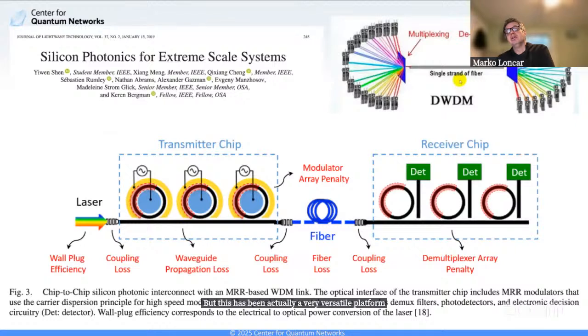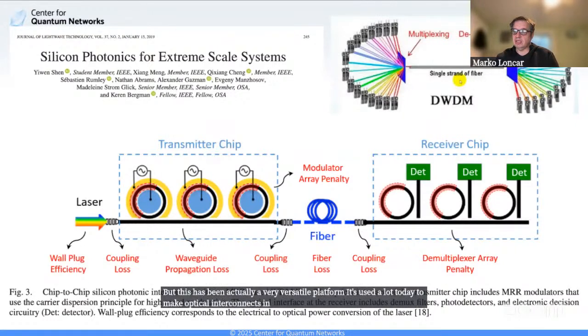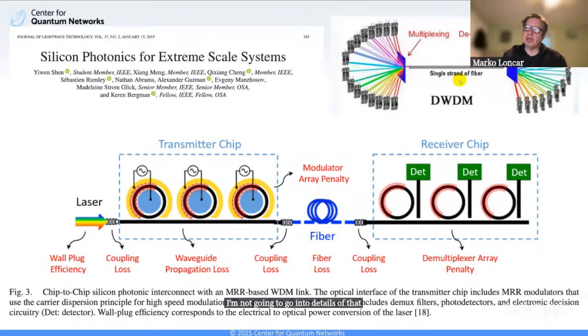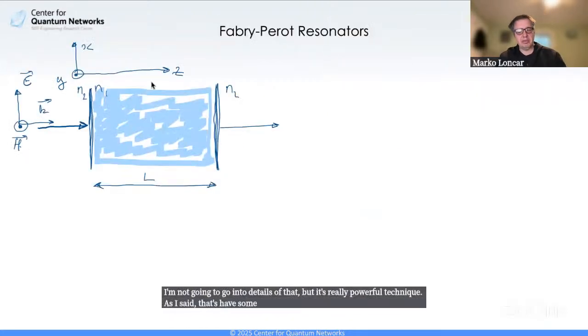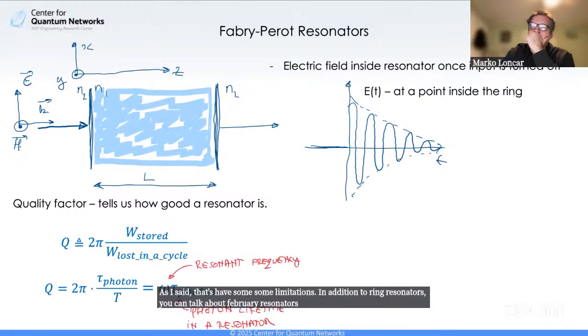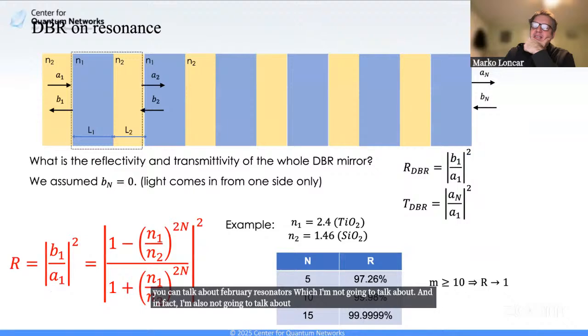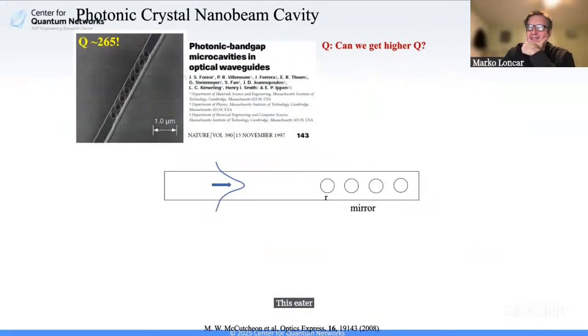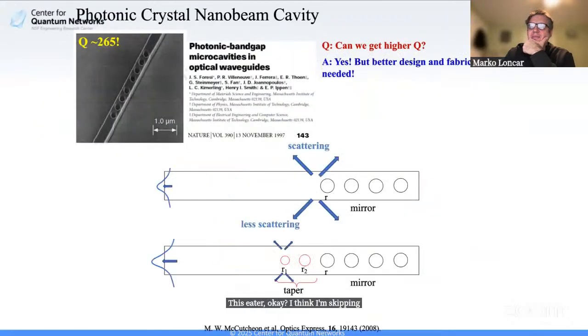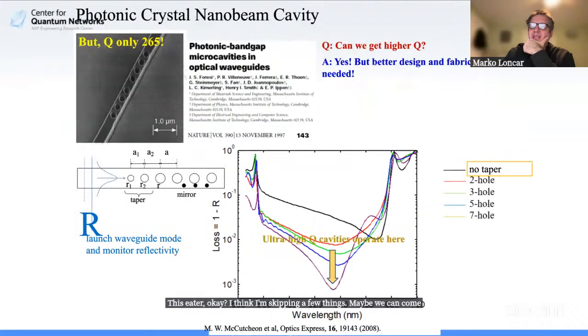It's used a lot today to make optical interconnects in data centers, for example. This is nicely summarized in papers from Keren Bergman, for example. I'm not going to go into details of that, but it's a really powerful technique, though, as I said, it does have some limitations. In addition to ring resonators, you can talk about Fabry-Perot resonators, which I'm not going to talk about. In fact, I'm also not going to talk about this either. I think I'm skipping a few things. Maybe we can come back to that if there is time towards the end.